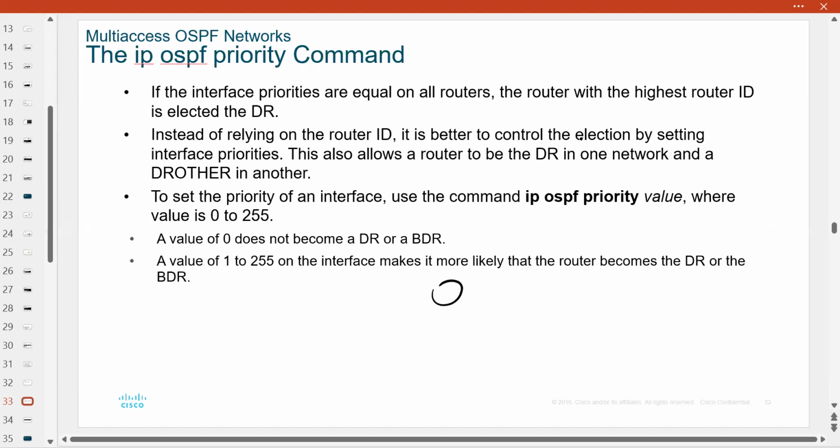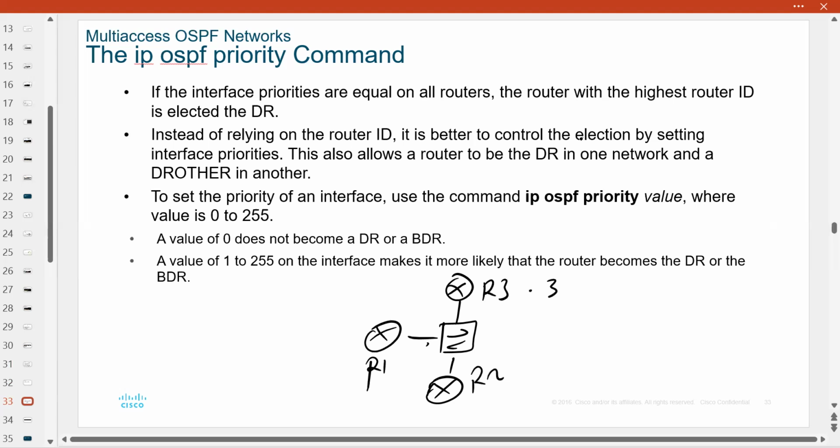Let's say we have our routers here, our routers there. Okay, this is not multi-access. Let's have a multi-access there. So instead of relying on the router ID for choosing the BDR, I can come to this router. Let's say this is router 1, router 2, router 3, and the ID here is 3.3.3.3, here is 2, here is 1. From the router IDs only, I know this will become my DR.